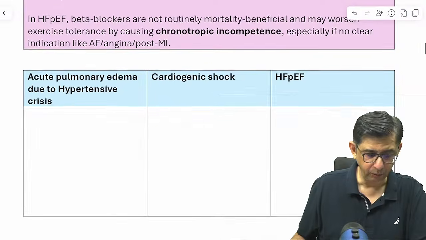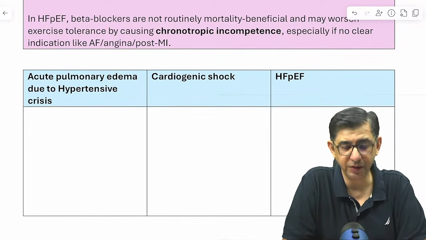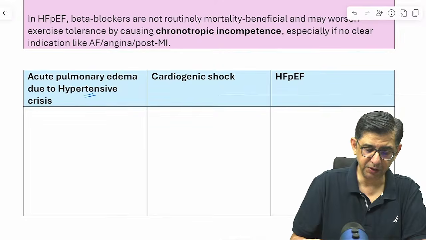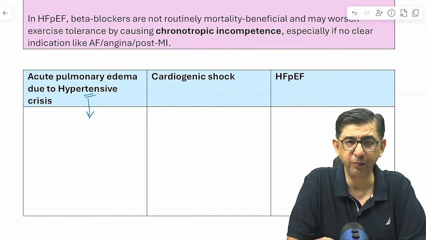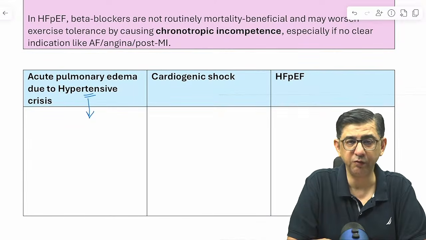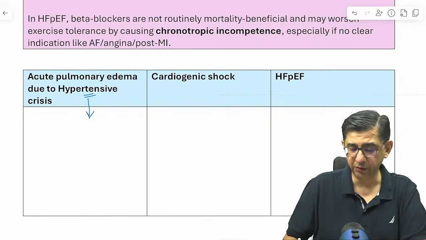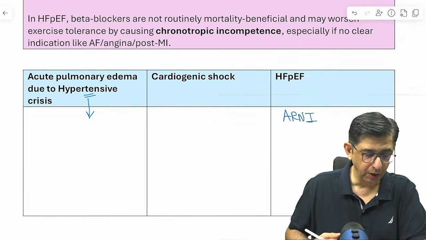Okay, moving to the next part, that is acute pulmonary edema due to hypertensive crisis. Considering hypertensive crisis, can I have quick answers for what would be the best drug that would help in control of high blood pressure in the patient? And then talking about cardiogenic shock and heart failure with preserved ejection fraction. For preserved ejection fraction, anyway, it's the same thing that I said. It's ARNI that would be used.